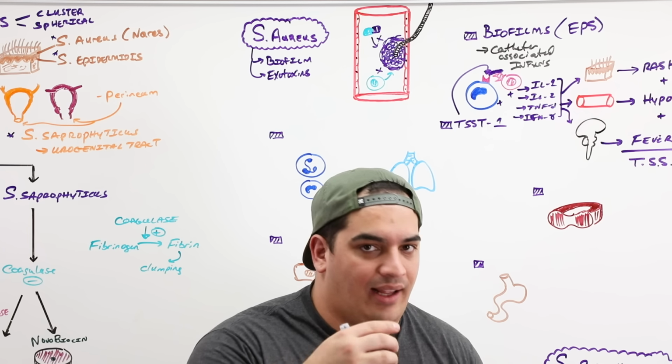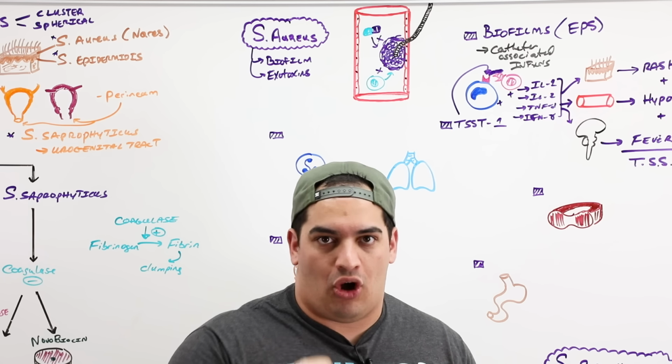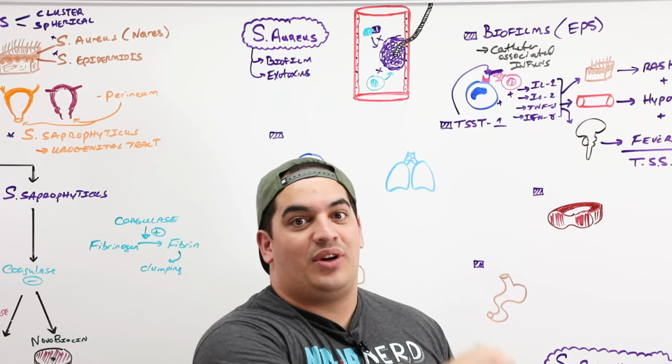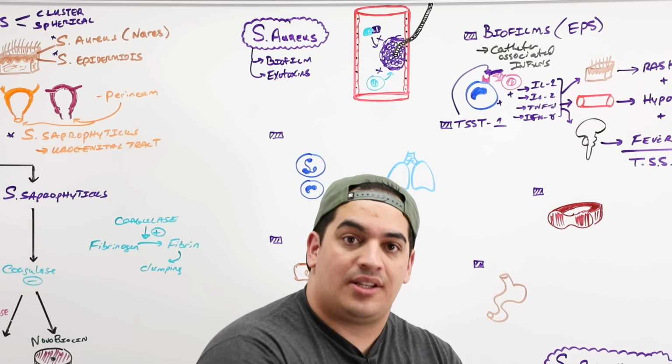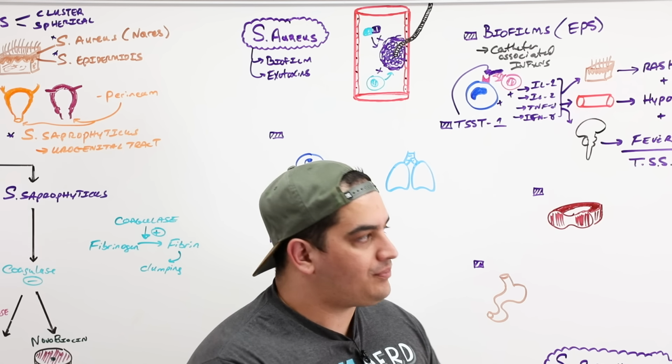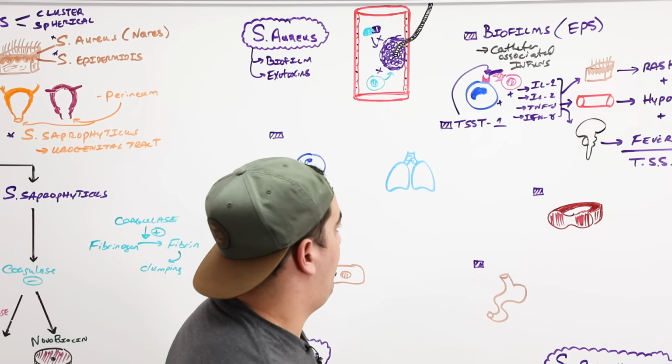Or nasal packing that stays in for a long time without any kind of antibiotic impregnation on it of some kind. Or maybe you had a surgery and they left a lap pad in there, and that foreign material also contained the Staphylococcus aureus, and it started releasing some of that toxin. So those are examples that you guys need to remember. So this is the first type.